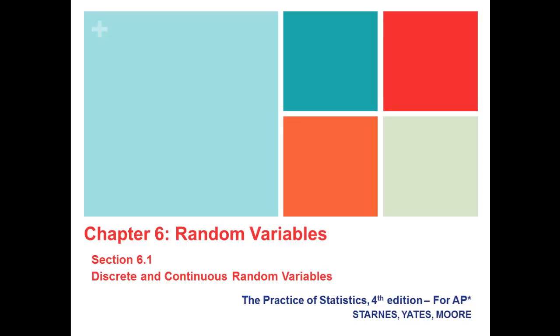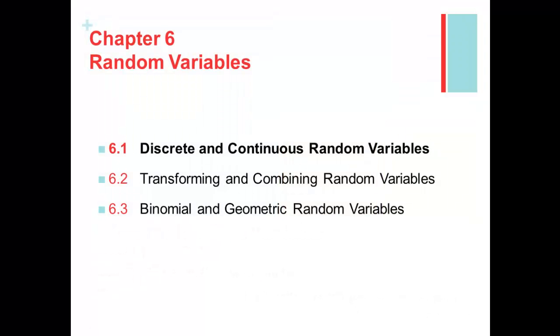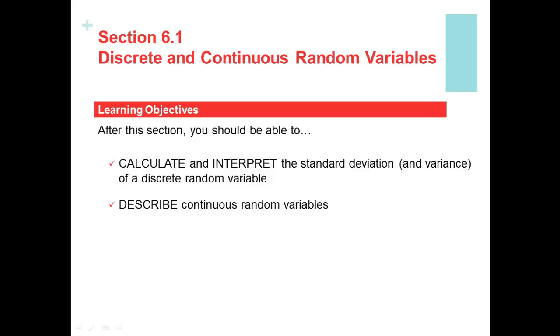Section 6.1, Day 2, Discrete and Continuous Random Variables. After today's lesson, you should be able to calculate and interpret the standard deviation, as well as the variance of a discrete random variable, and describe continuous random variables.